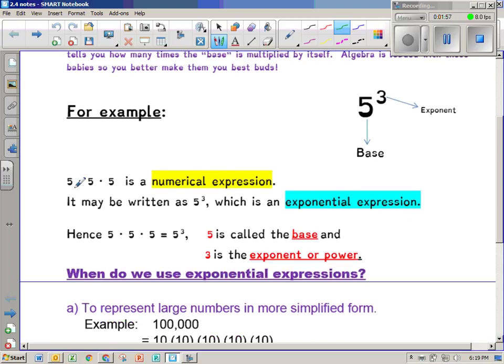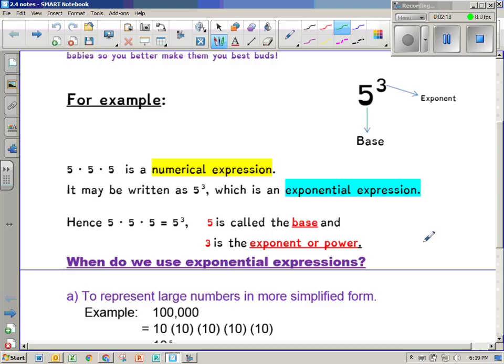So I just wrote it out here. 5 cubed, or 5 to the 3rd power, or 5 to the power of 3. Those are three different ways that you can say that. But it just means 5 times 5 times 5. 5's the base, 3 is the power.